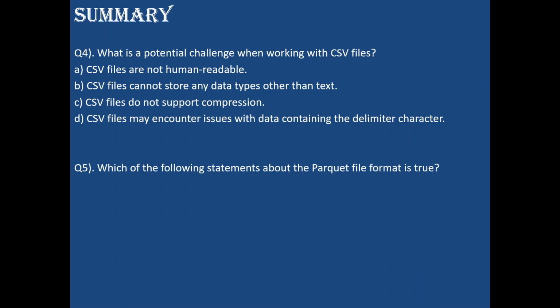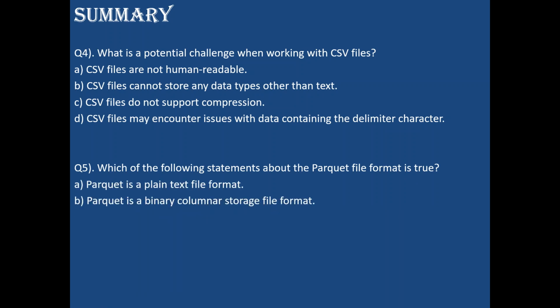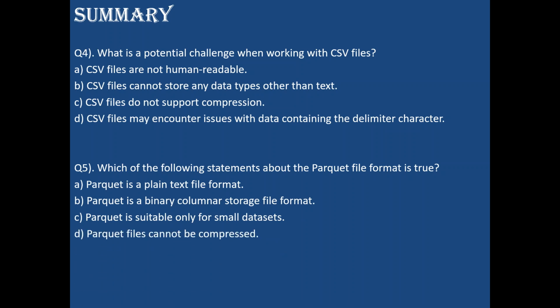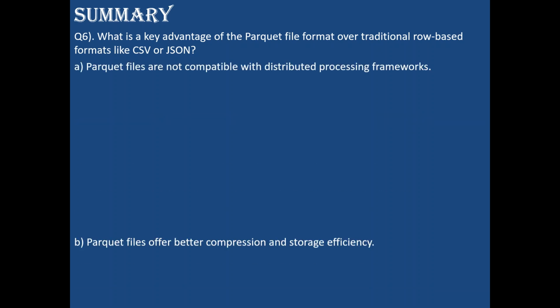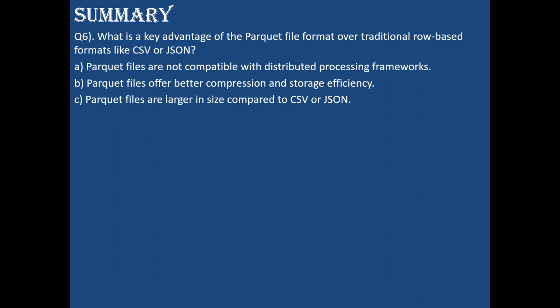Which of the following statements about the Parquet file format is true? Parquet is plain text file, binary columnar storage file format. The answer B is correct. It is a binary columnar storage file format. It is best for reading. Next. What is the key advantage of the Parquet file format over traditional row-based formats like CSV or JSON? Parquet files offer better compression and storage efficiency. So answer B is correct.